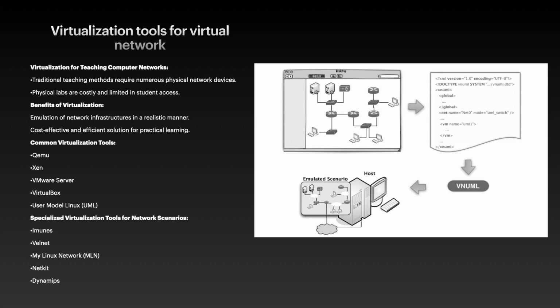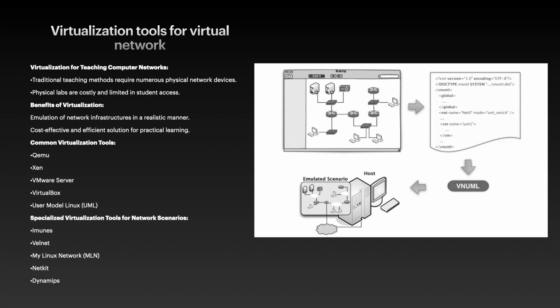And the common virtualization tools are Xen, VMware Server, VirtualBox, User Mode Linux. And the specialized virtualization tools for network scenarios are IMUNES, Wellnet, MLN, Netkit, and Dynamips. So in this diagram we can see how the connection between the VNUML is used in between the host and the related scenario. You can see there is an XML version of like the VNUML, global VNUML.